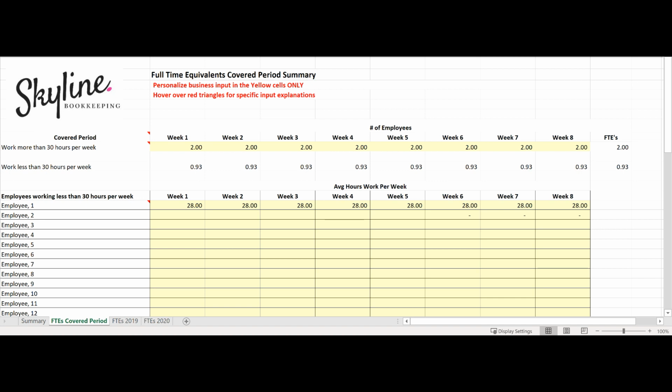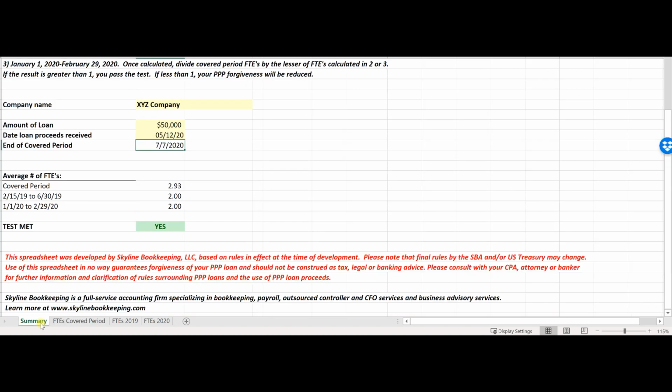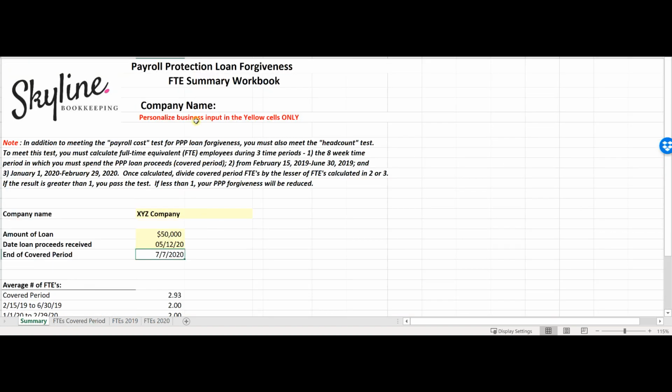My name is Ashley Durham, and I am the president at Skyline Bookkeeping. What I'll be guiding you through today is how to fill out the FTE summary workbook that we have created. This is in conjunction with the expense tracker spreadsheet that you need to be recording in order to qualify for the PPP loan forgiveness. So this is in addition to meeting the payroll cost test for PPP loan forgiveness. You must also meet the headcount test.